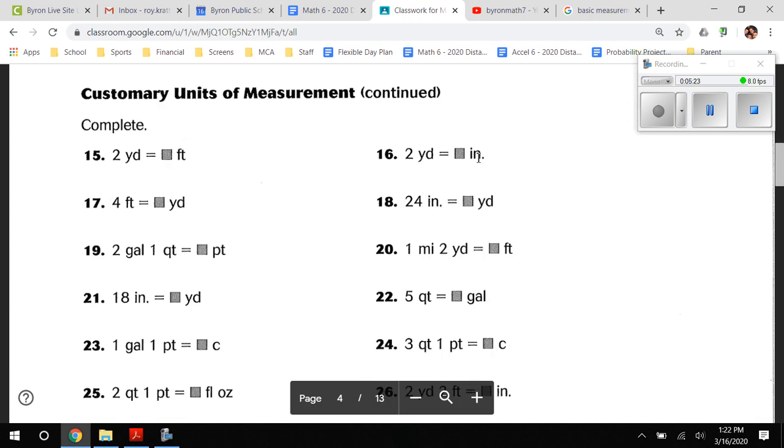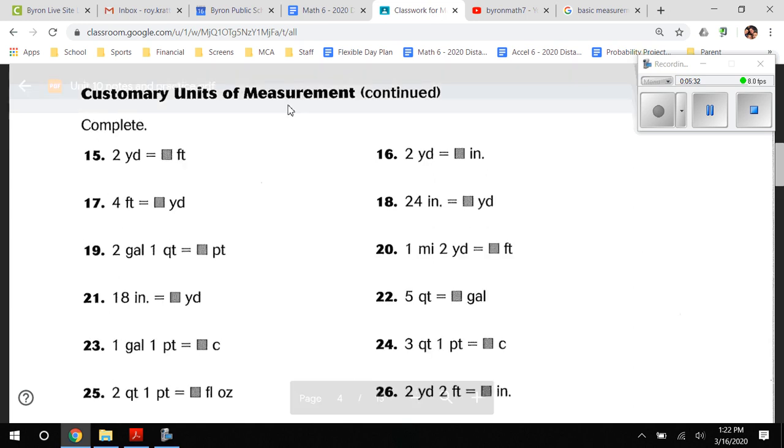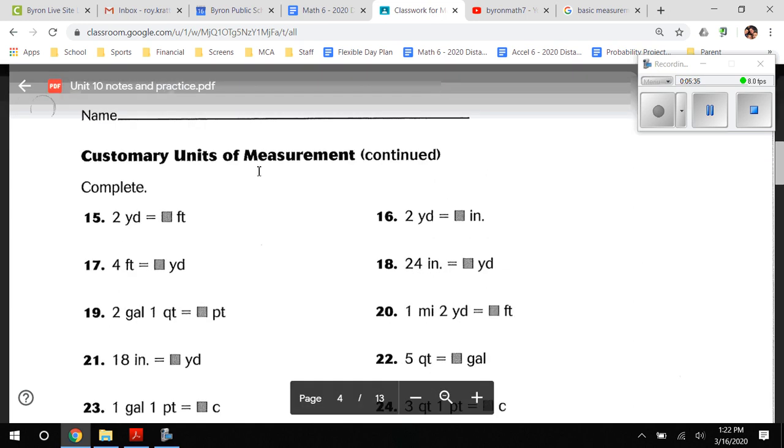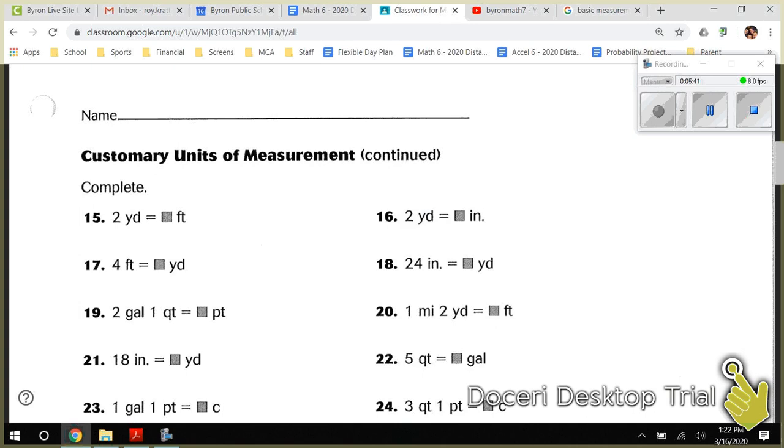Page 3 just continues that same thing. So 2 yards equals how many feet? Well, hopefully you can figure out or look it up that there are 3 feet in a yard, right? So if you don't know that, we got to look it up and learn it. I'm not going to just give you a sheet to copy. I either want you to know it or I want you to look it up. So we're going to do times 3 because every yard has 3 feet, and we get 6 total feet in 2 yards. So that's our answer there for number 15.